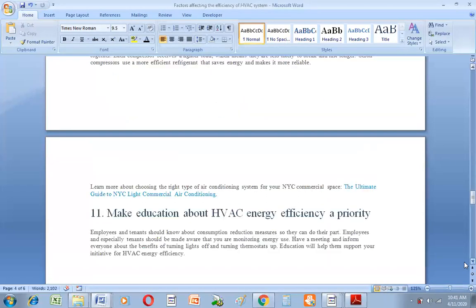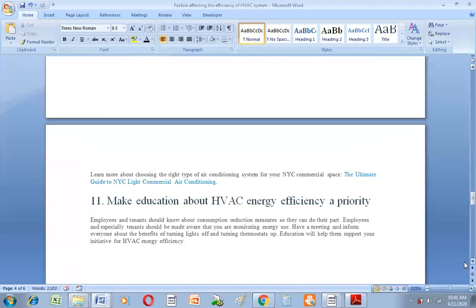The next point is to make education about the HVAC system. We have to educate the people for using the HVAC system. What can we do? If it is a central HVAC system, what can you do? For example, take an example of a mall.